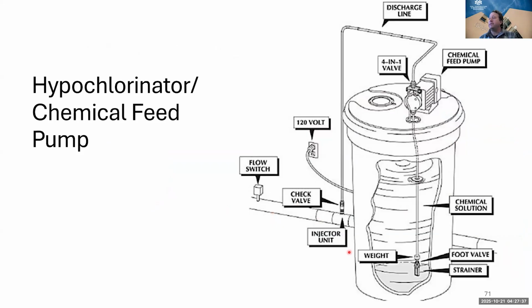Here again is just an overall diagram of everything we talked about. You can see the flow switch. You can see how this whole thing's set up. And so the only thing I don't see here is spill containment.